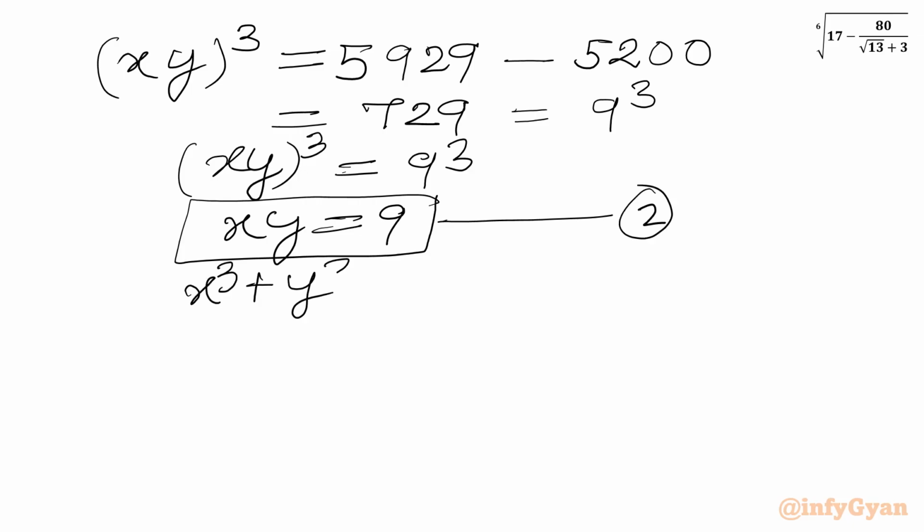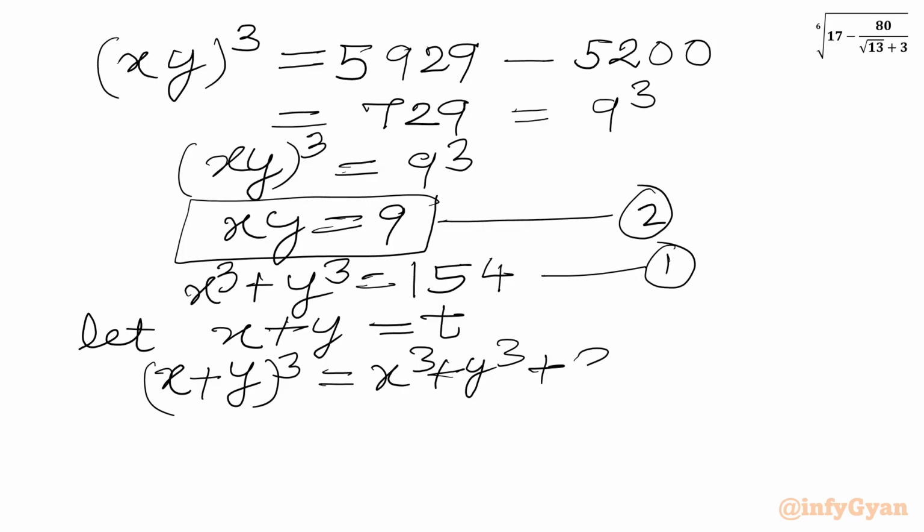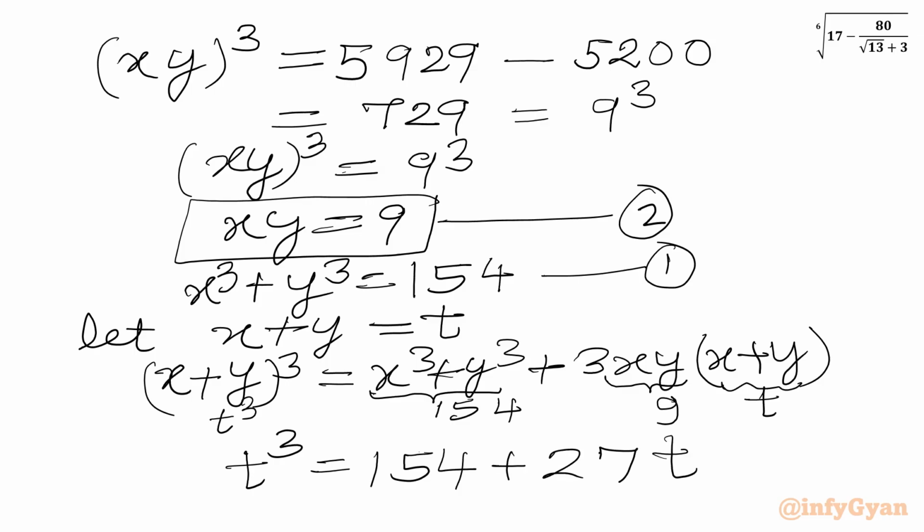Equation 1 was x cube plus y cube equal to 154. Now I will consider x plus y equal to t, and I will use one algebraic identity: (x plus y) whole cube is equal to x cube plus y cube plus 3xy(x plus y). So from equation 1, we will write 154 here. From equation 2, we will write 9 here. And from our substitution, this will be t cube, and here I will write t. So our equation will come out t cube equal to 154 plus 3 times 9, 27 t. Remember t is x plus y.